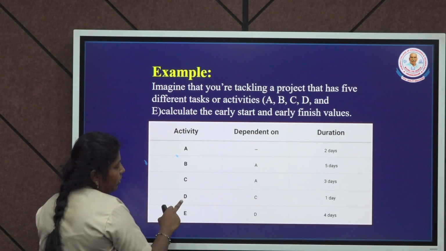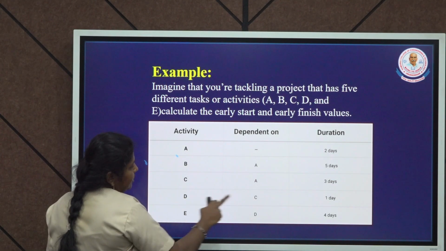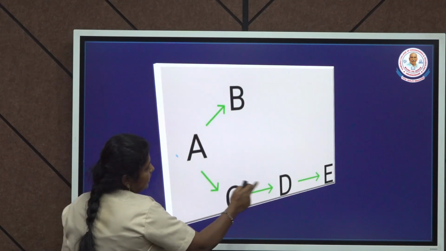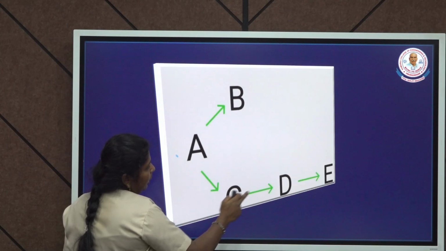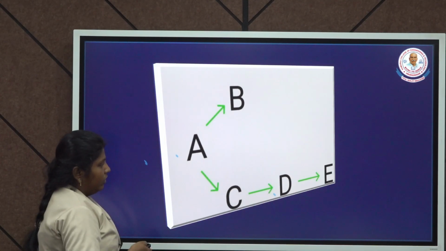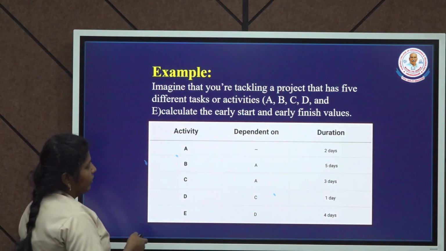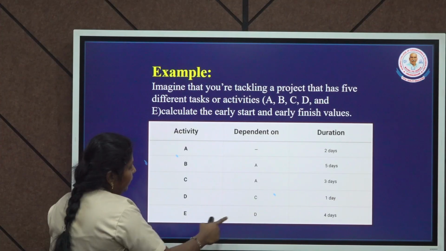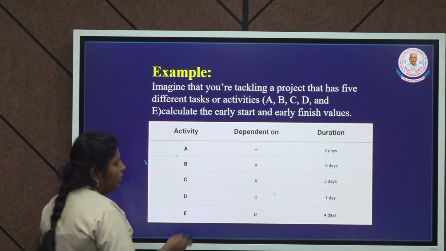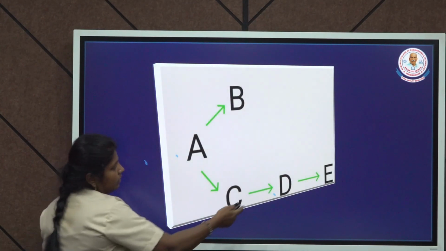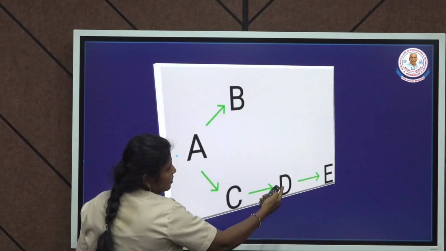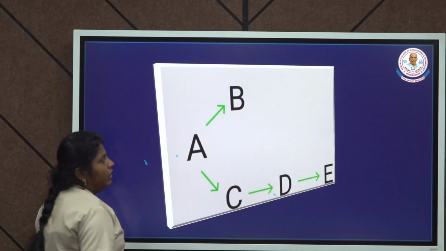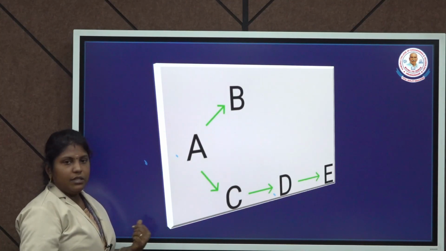Then how can you draw the other activity D? So, D depends on C. C, D depends on C. So, only after the completion of C will D start the work. As like that, D is another activity. So, this is a final activity, E depends on D. So, D's completion only, E will start the work. So, this is the simple network diagram to draw for the given values.